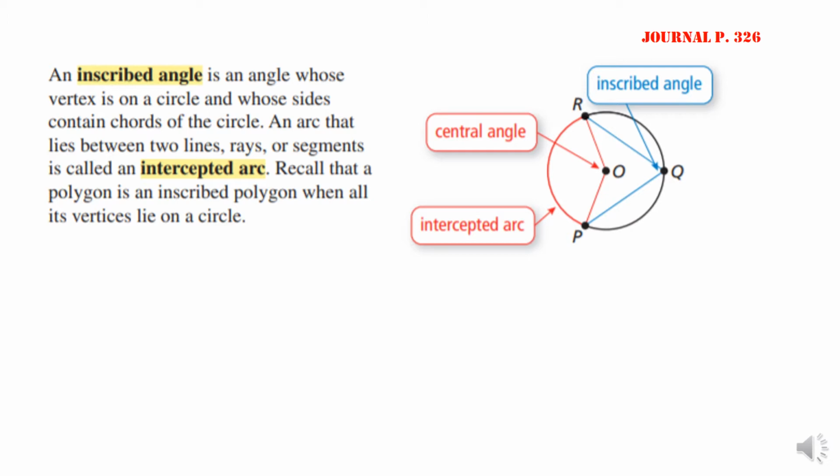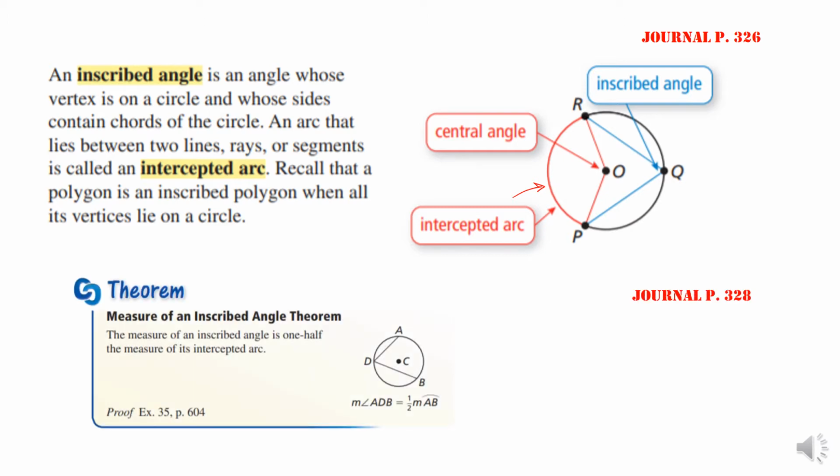RQP. An arc that lies between two lines, rays, or segments is called an intercepted arc. So the red arc out here is the intercepted arc of RQP. Recall that a polygon is an inscribed polygon when all its vertices lie on the circle. Okay? So, the measure of an inscribed angle theorem is that the measure of an inscribed angle, this one, is 1/2 of the intercepted arc. So look here, we've got the measure of ADB is 1/2 the measure of AB.